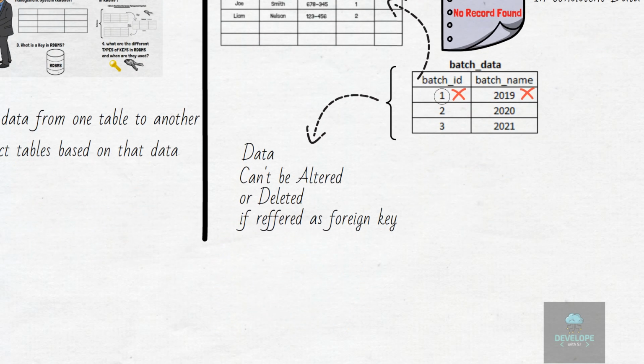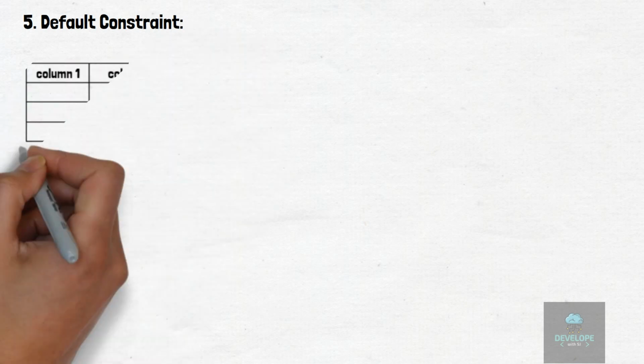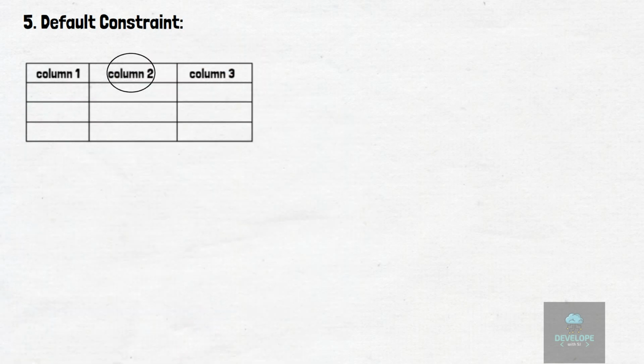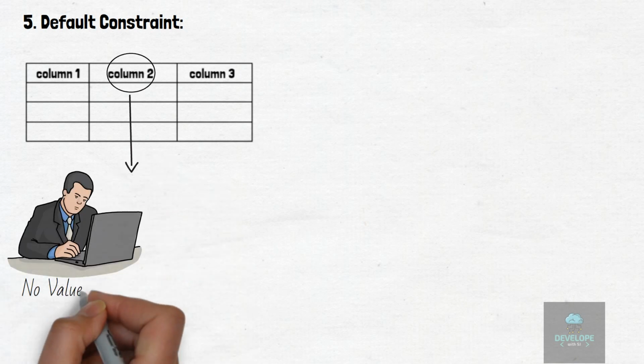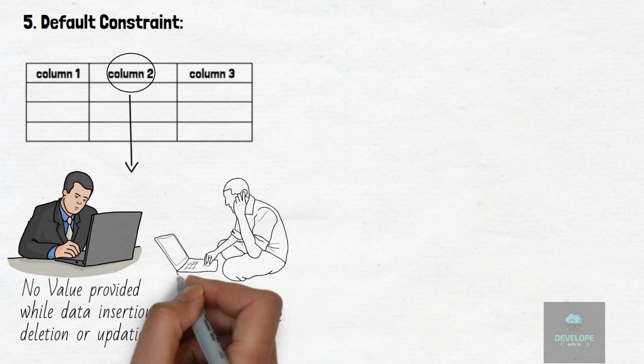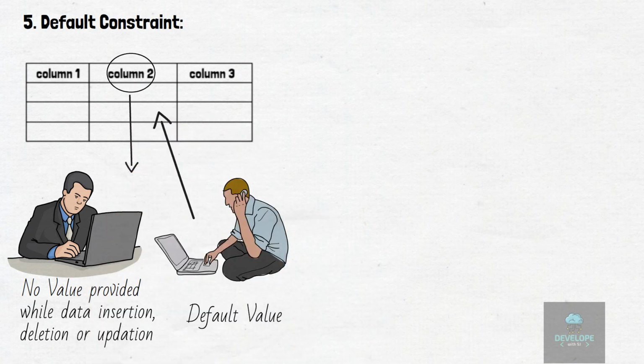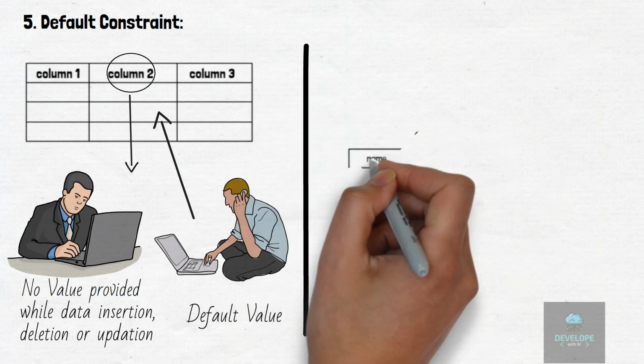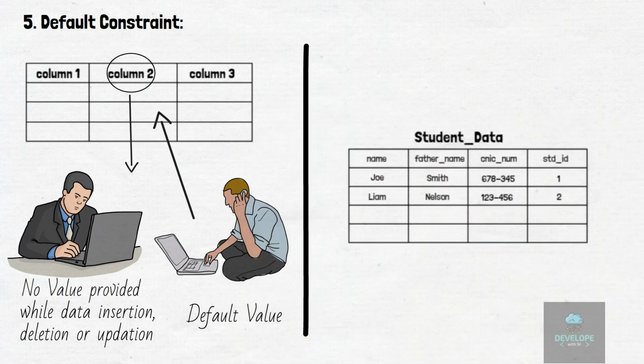Now, moving on to our fifth type of constraint, which is default constraint. When default constraint is applied on a column of a table, it specifies a limitation on that column, which ensures that if the user does not provide any value for that specific column during data insertion, deletion, or updation, then a default value provided by the programmer should be inserted into that column. For example, if we say that in the student_data table we want to store 123456 as the value for CNIC number in case the user has not provided it, then we shall need a default constraint.